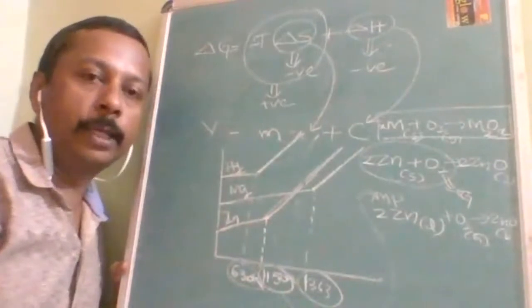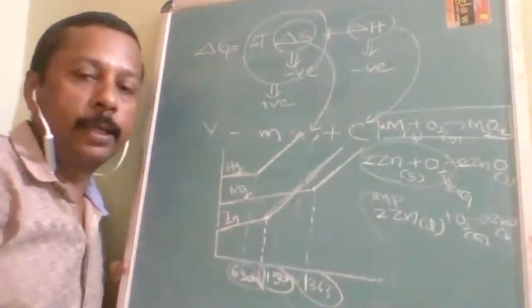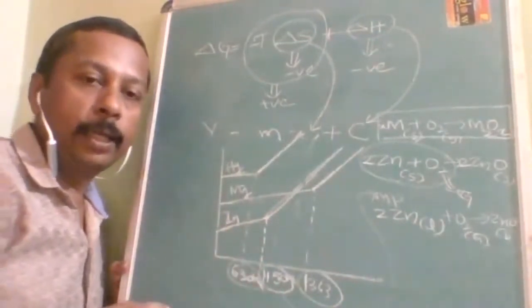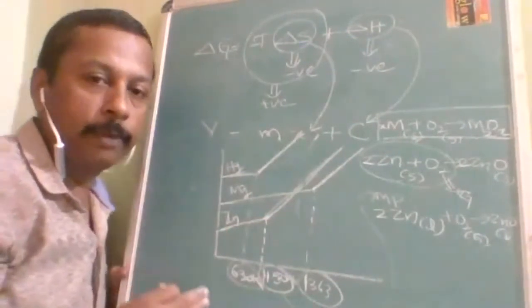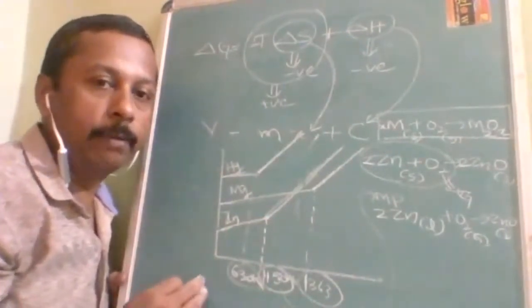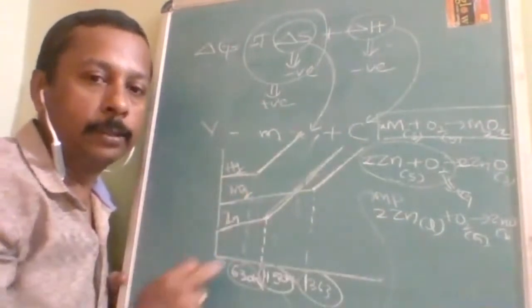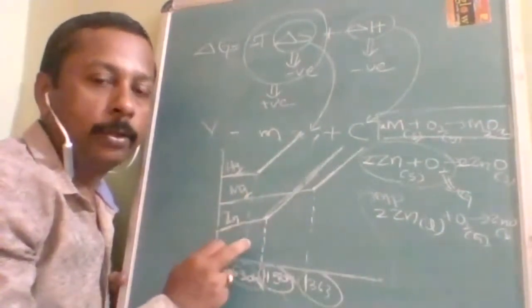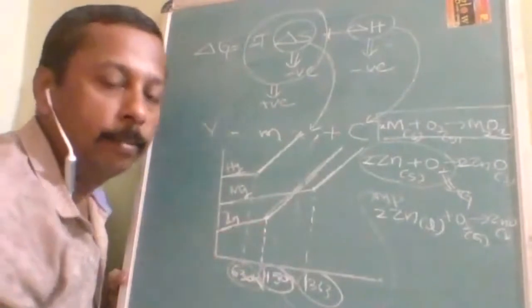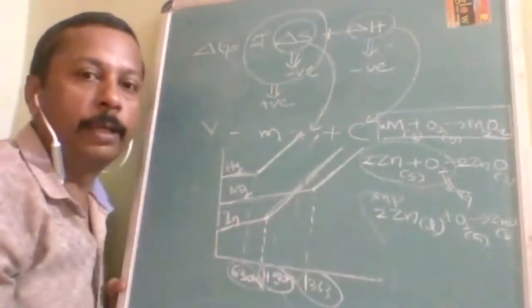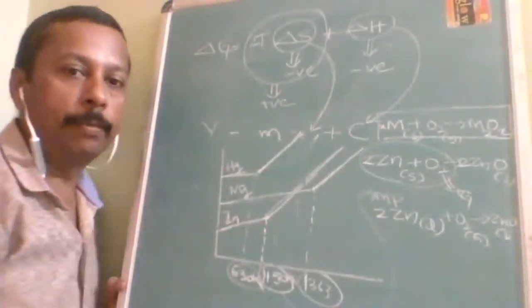So likewise, a sharp increase or decrease will indicate a phase change. It can be from solid state to liquid state to gaseous state. Like in case of mercury, liquid to gas. For zinc, it is solid to liquid. So melting and boiling points also can be determined from the Ellingham diagram.